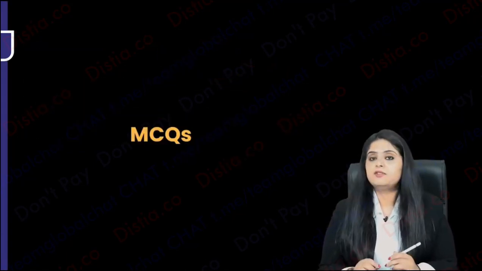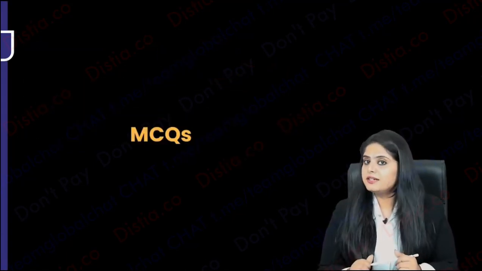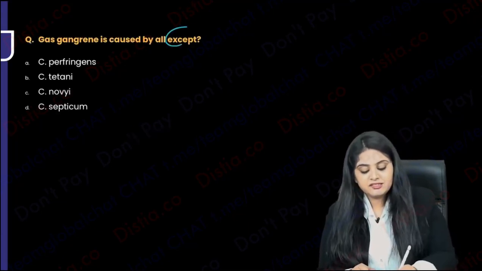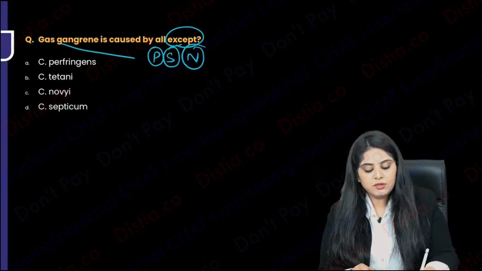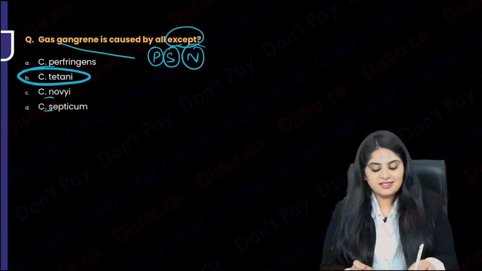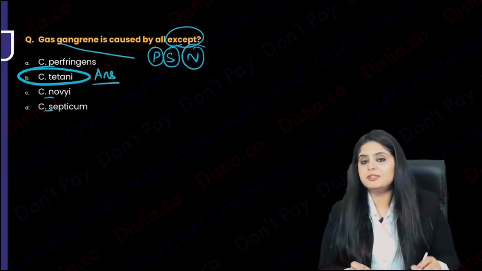And yes, with a sigh of relief, our Clostridium chapter comes to an end. Ready for some questions? Gas gangrene is caused by all except, I remember gas gangrene was caused by PSN, perfringens, septicum and novyi. Anyway, everyone would know tetanus doesn't cause gas gangrene. Tetanus causes tetanus, common sense.